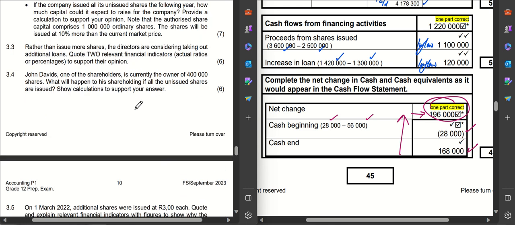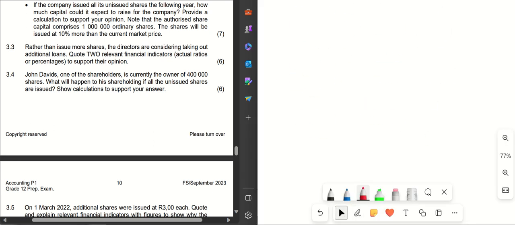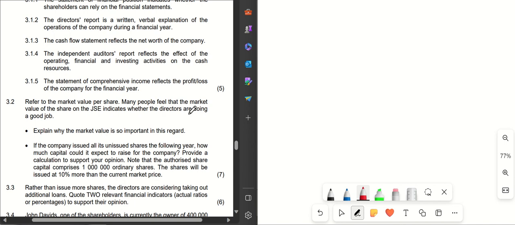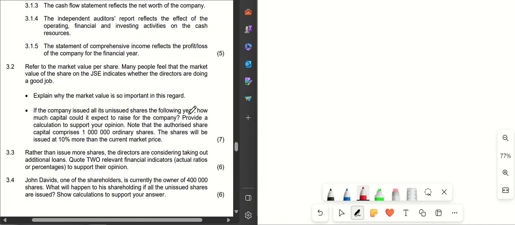3.4, it says, John Davids, one of the shareholders, is currently the owner of 400,000 shares. So this is major shareholding now. So he currently holds 400,000 shares. What will happen to his shareholding if all the unissued shares are issued? Show calculations to support your answer. Okay, we want to know how many shares are currently in issue, because they're saying if then all the shares are issued, then what happens to his shareholding?